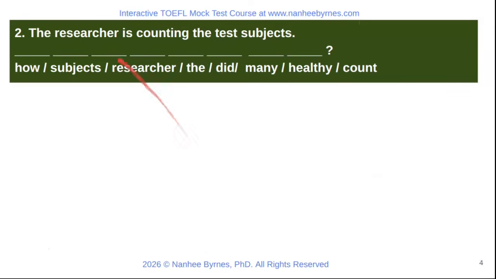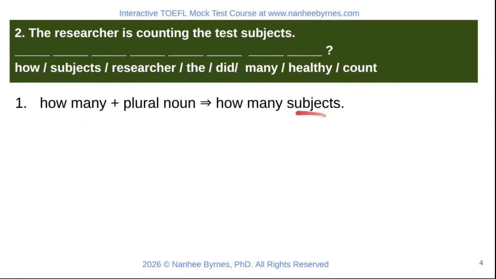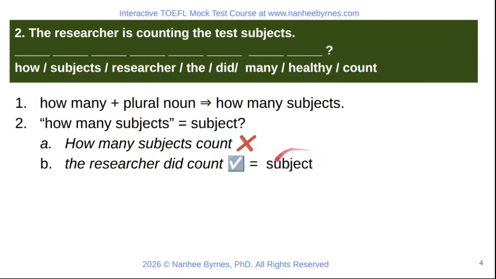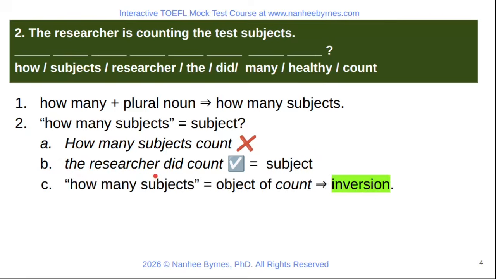Again, we have how many. Many needs a plural noun, so we get how many subjects. The next question is, is this a subject or not? To check that, look for the verb. The verb here is count. How many subjects count does not make sense with the prompt sentence because the one doing the counting is the researcher. We need the researcher as the subject, since researcher is a singular, countable noun. So, how many subjects is not the subject, but the object of count.